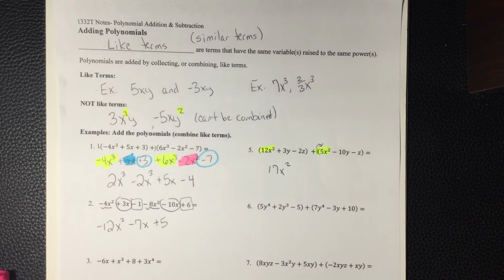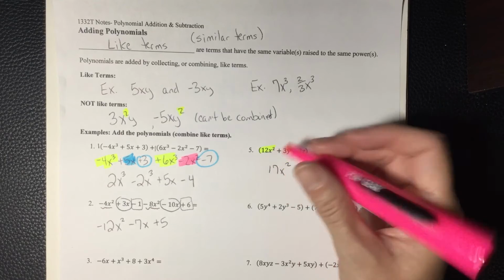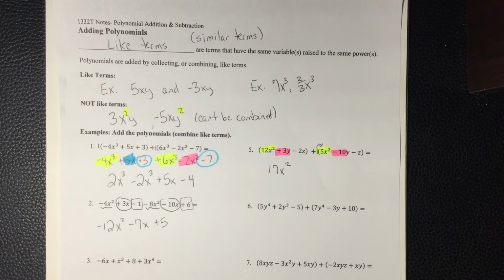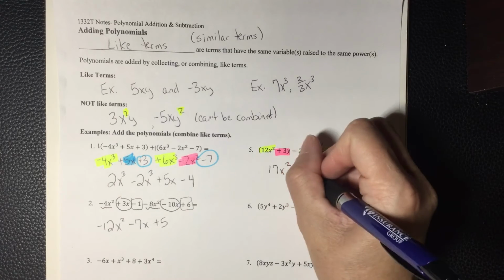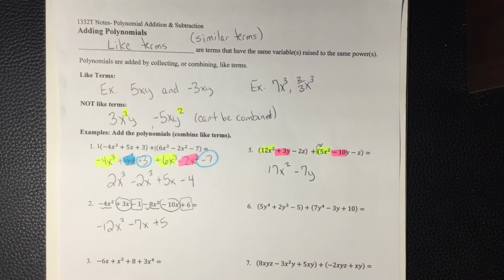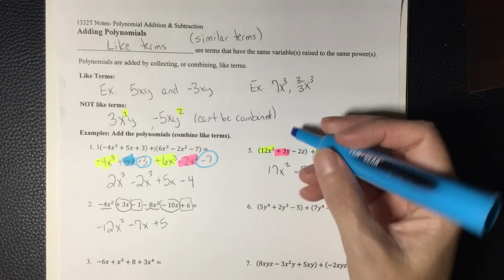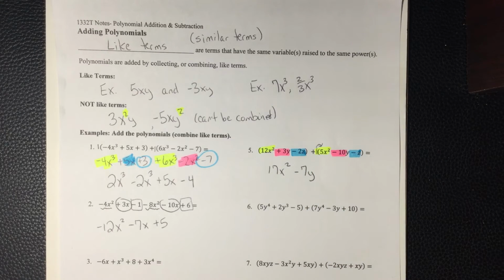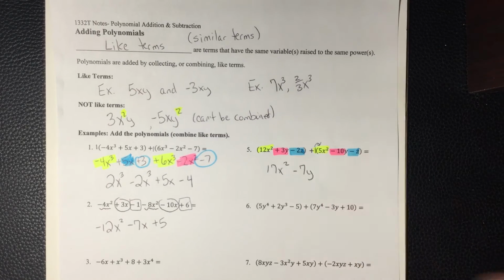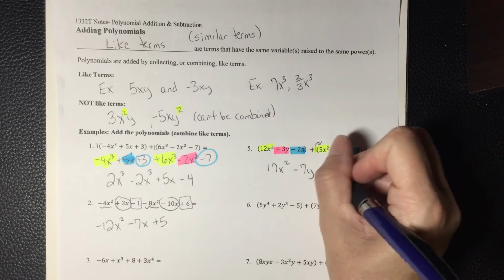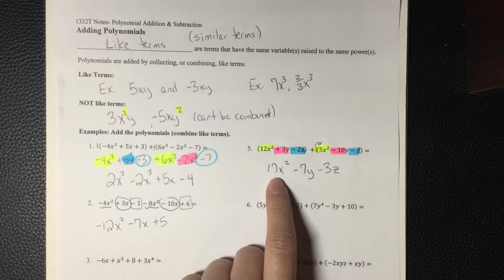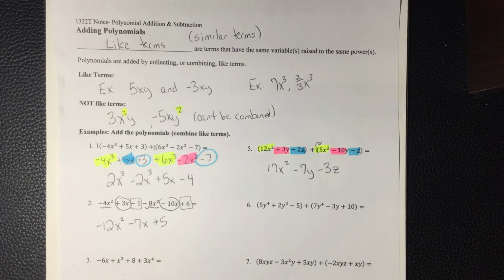Then notice I have y terms, so I have a plus 3y and a negative 10y. So 3 minus 10 is negative 7, so that'll be negative 7y. And then I have z's. So this one is a negative 1, and this one's a negative 2. So if I put those together, I get a negative 3, and I keep the z. Now if we have more than one letter, there's not really a descending order. It doesn't really matter what order you put those in.